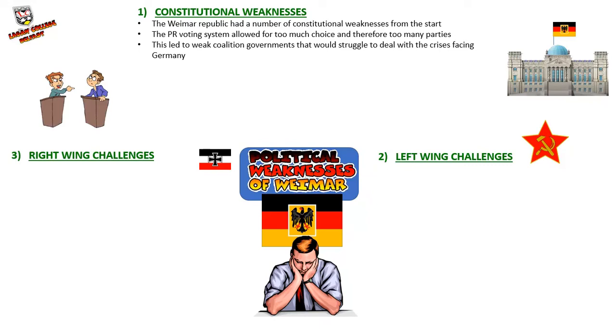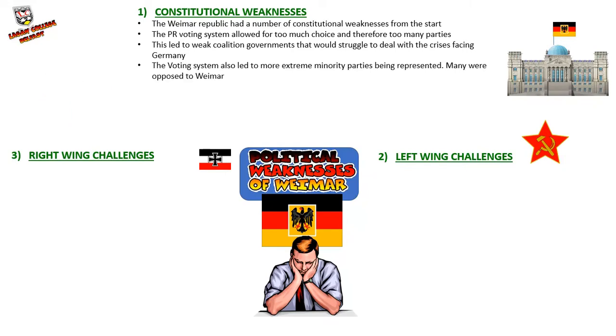If you think about it, Germany faced a lot of crises in 1919, on the back of World War I, on the back of surrender, and on the back of all those challenges from left and right wing groups. Coalition basically means a government of two or more parties coming together, and Germany had a number of these all the way through the Weimar Republic years.